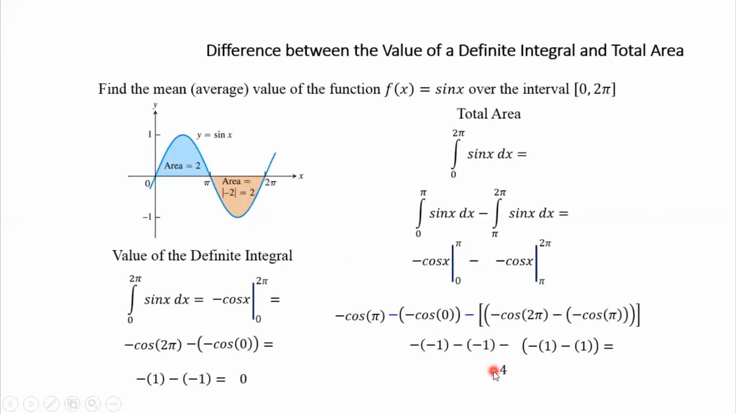Okay, so the value of the definite integral is 0 and the total area is 4. Again, it's 0 because the area here is below the x-axis, so this will be cancelled out if we are considering the limits 0 to 2 pi. But if you want to get the total area, we have to use the additivity property. So this is how we do this. These are the examples on how to find the mean value of the given function and also the total area.